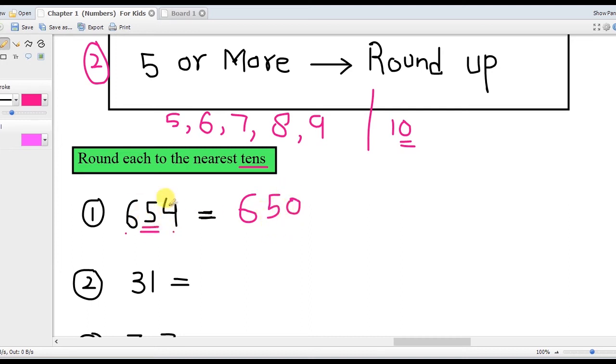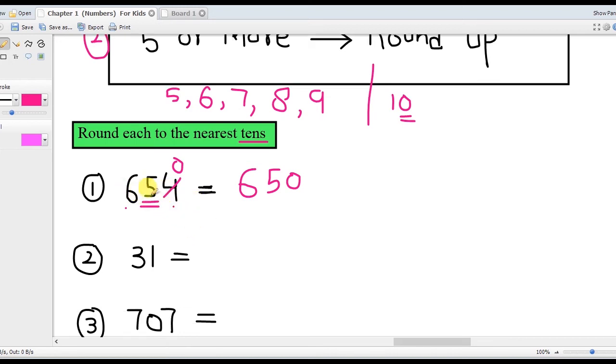Cancel this, it will become 0, and the remaining two digits will remain as they are, right? So we have successfully rounded this number to the nearest tens. So 654 would become 650.